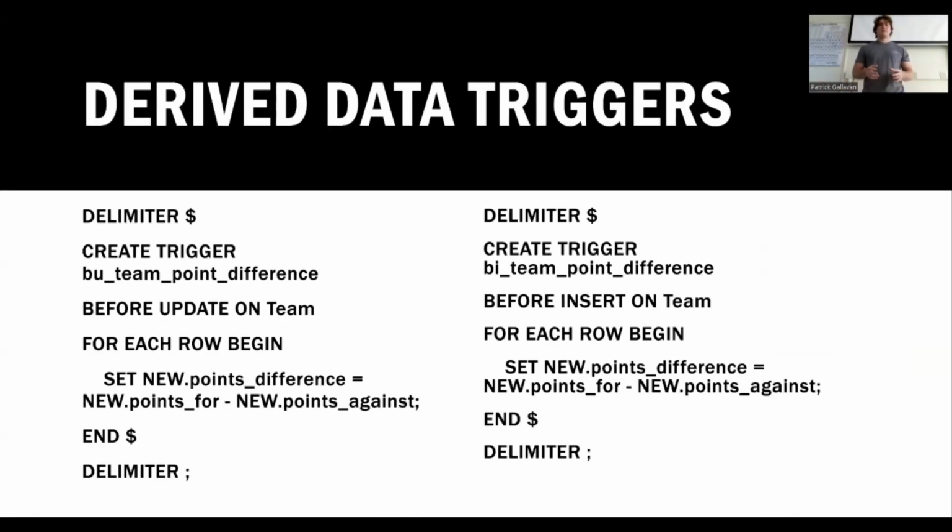Now, for the derived data triggers, I had two triggers that were before insert and before update. This is to make the point difference for the different games inputted into the system. When it was first inputted, of course, you would put in the points for and the points against, and then the points difference would be updated by the difference between those two.